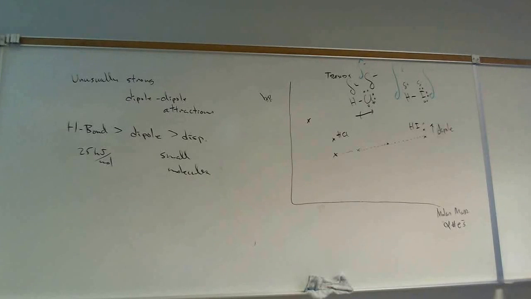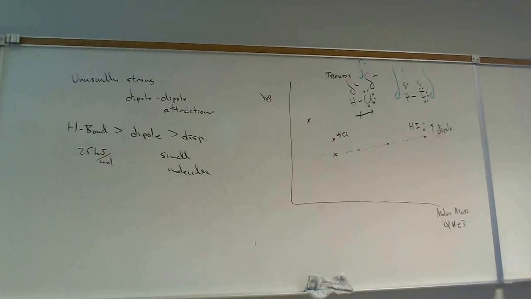When we compare molecules, it's easiest if they're equal in size. If they're unequal in size, you usually give the advantage in dispersion to the bigger one. Butane has a boiling point of minus 0.5 degrees C, whereas acetone is 56.2. So significantly higher boiling point.